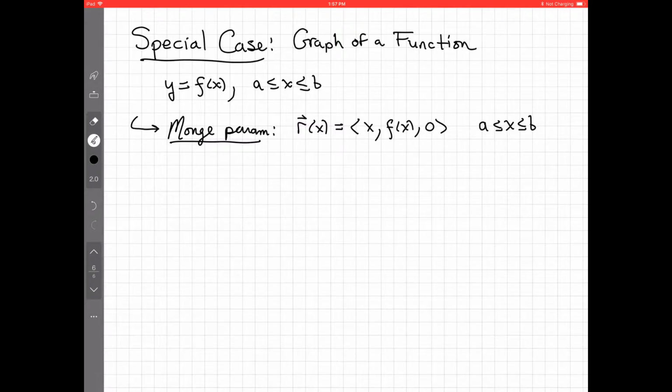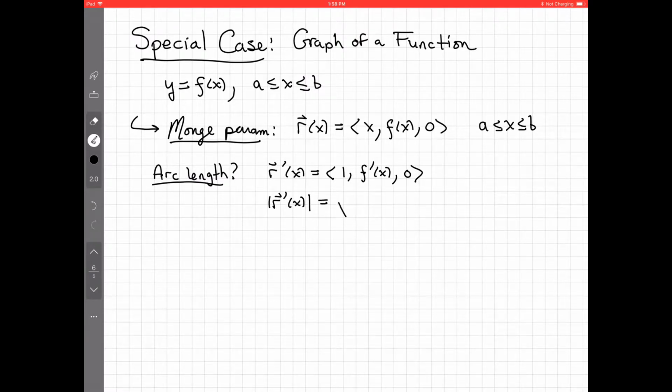Maybe one thing to mention is, first of all, let's consider arc length. Remember, for arc length, we need the derivative of our parameterization. So that would be 1, f prime, and 0. And we need the length of our derivative. This would be the square root of 1 squared plus the derivative of f squared plus 0 squared. So it's just the square root of 1 plus f prime squared.